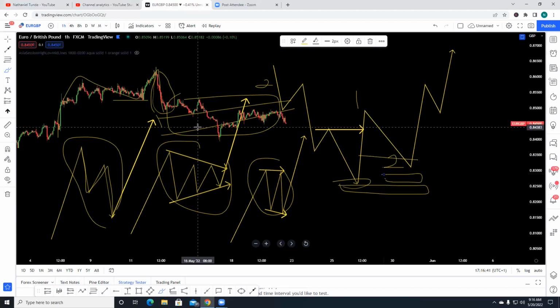So that is the kind of corrective structure that you can find in wave 2. All right. So now, what other confirmation will you see before buying at the end of wave 2?